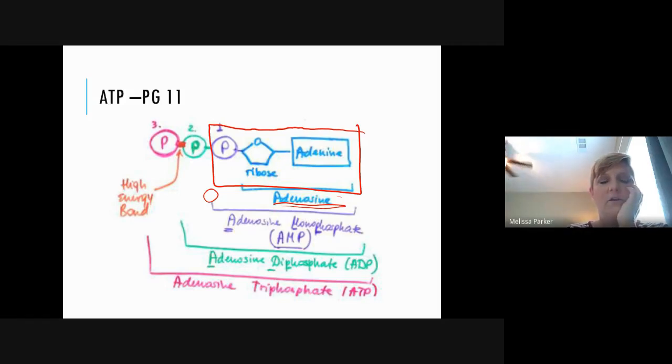So you have to watch in the lecture because it might tell you if you take an adenine and a ribose and a phosphate, that creates adenosine monophosphate. Or it might tell you if you take an adenosine and a phosphate, you get the adenosine monophosphate. Okay, so is anyone confused where I'm coming from right now, or does everyone understand?